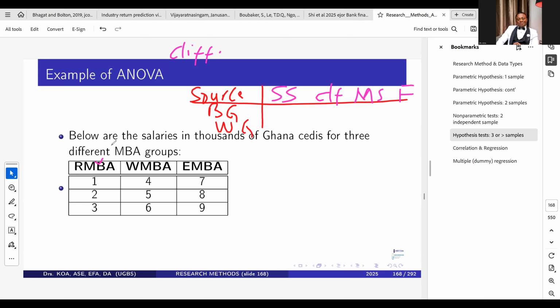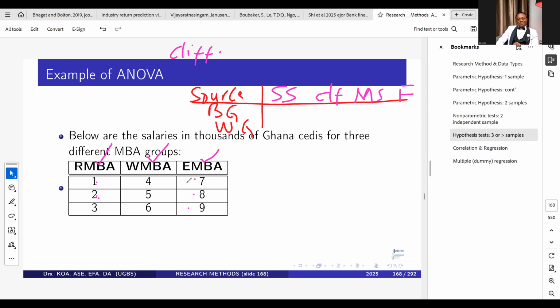Between RMBA and WMBA and EMBA, there are differences in the salary. Do you agree with that? Within each one of them too, there are differences. So when you take RMBA alone, there are differences within RMBA, because there's a difference between 1 and 2, 2 and 3, and all of that. When you take the EMBA, there's a difference between 7 and 8. And please remember, these numbers are small for a purpose, just for you to understand. Real life will not be like that.